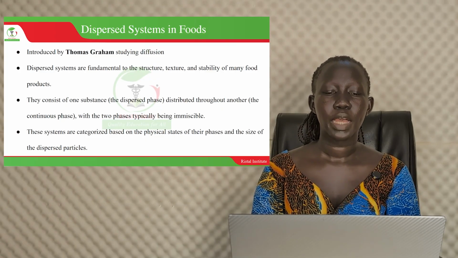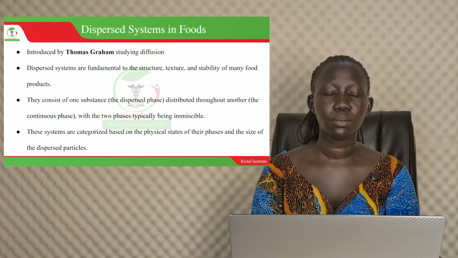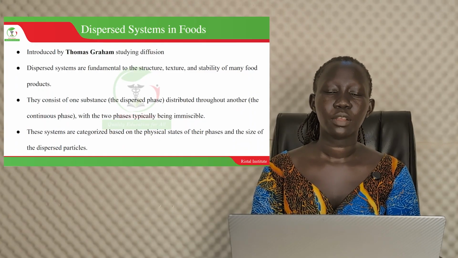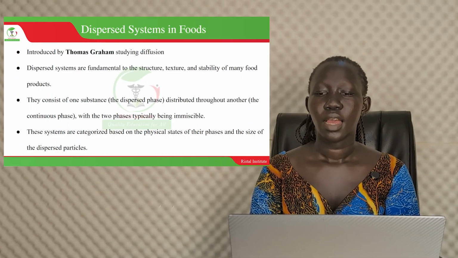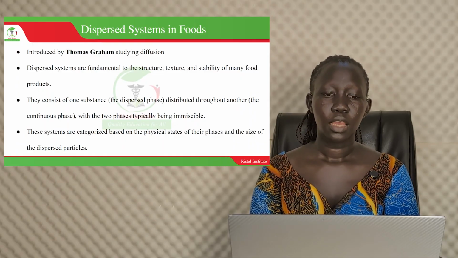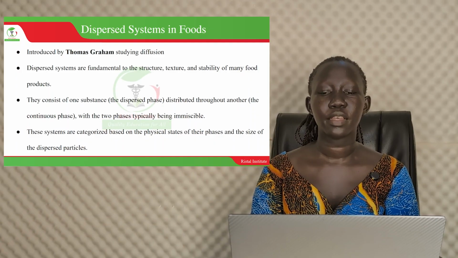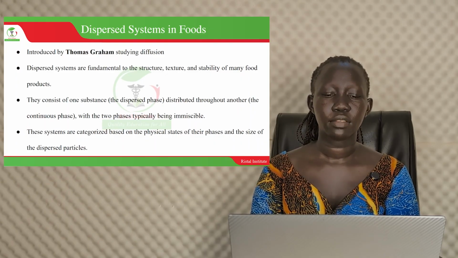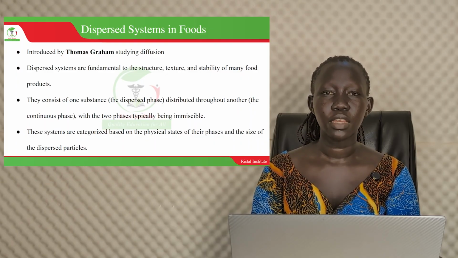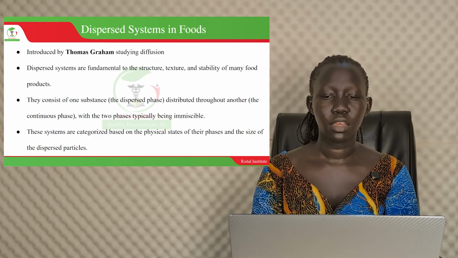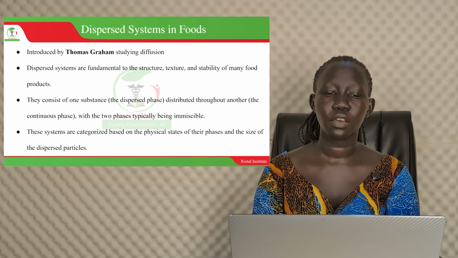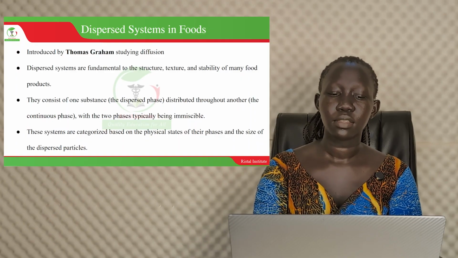Dispersed systems were introduced by a scientist called Thomas Graham, who studied diffusion. These dispersed systems are fundamental to the structure, the texture, and stability of many food products. They consist of one substance, the dispersed phase, distributed throughout another, the continuous phase, with the two phases typically being immiscible. By immiscible, we mean they cannot mix. They are incompatible. These systems are categorized based on the physical states of their phases and the size of the dispersed particles.